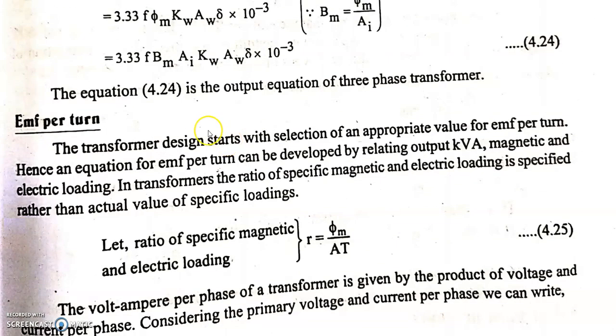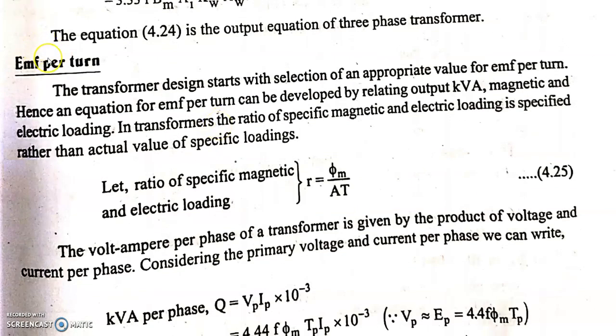And the next topic, the second topic in this video lecture we are going to discuss, is about the EMF per turn. Actually, if we know the EMF per turn, it is the parameter which is going to be designed. So we have to select the appropriate value of EMF per turn so as to design the transformer. So this EMF per turn is now going to be expressed in terms of kVA output and the ratio of specific electric loading and magnetic loading.